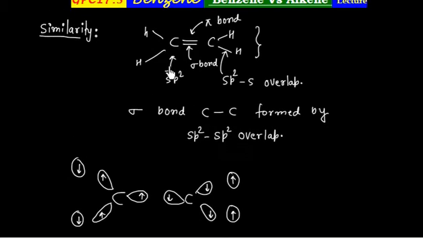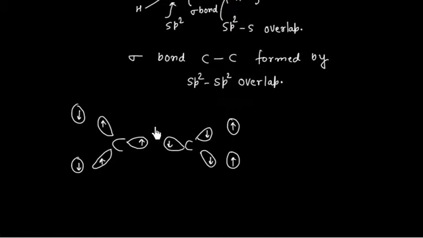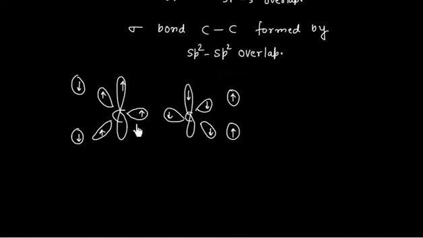And since this carbon is sp2 hybridized, one p orbital of carbon is not used for hybridization. So one p orbital is still left, and this is the p orbital. It has one electron. Similarly, this carbon will also have one p orbital that will have one electron. Now if this carbon and this carbon come closer, the hydrogens can come closer for overlap.